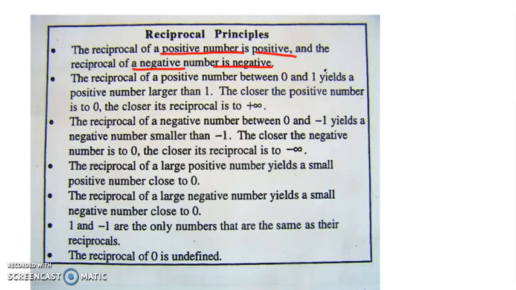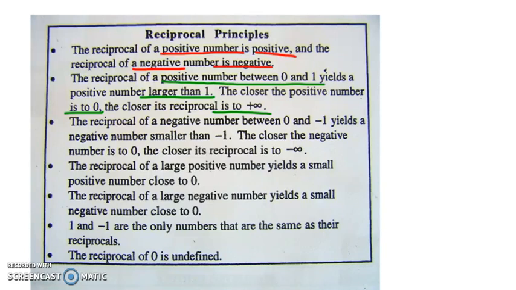We also said before that if you have a positive number between 0 and 1, you get a bigger number for the reciprocal. And if you have a smaller number to begin with, so the one that's close to 0, then the reciprocal is going to go to infinity. So again, if you have a small number, the reciprocal is going to be really big, and if you have a big number, the reciprocal is going to be really small.